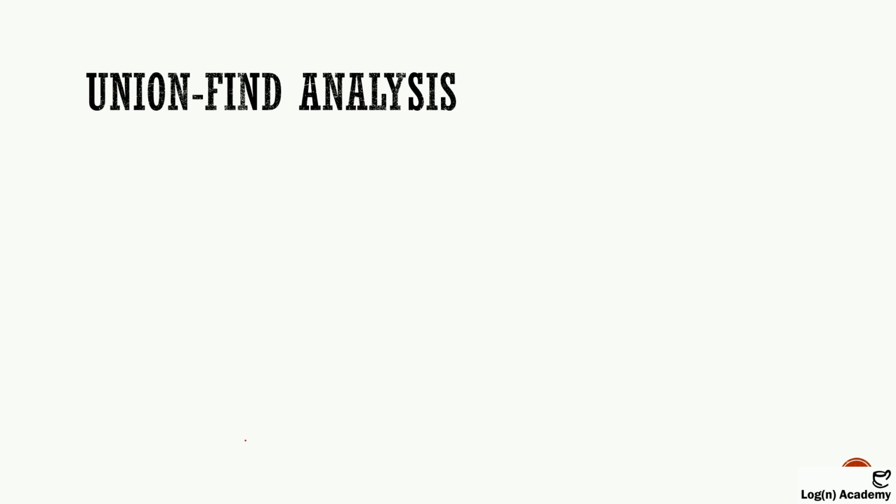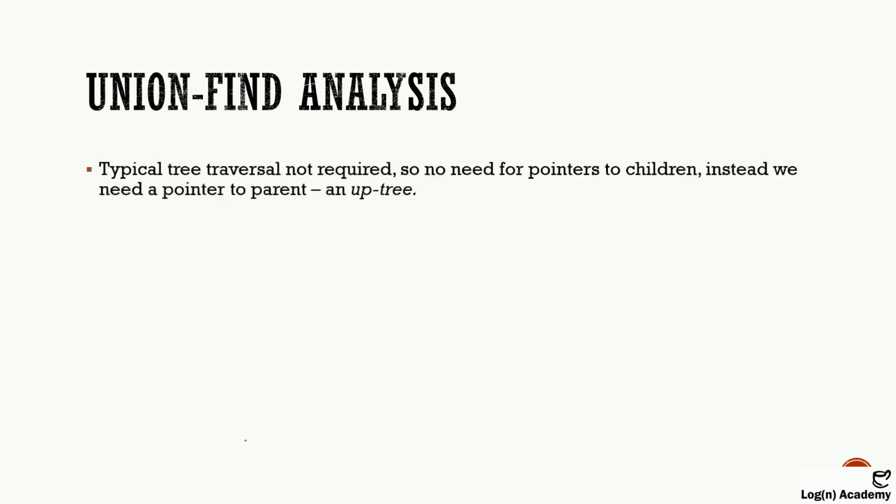Now let's do some analysis. A typical tree traversal is not required, so there is no need for pointers to children. Instead, we need a pointer to the parent. As you have noticed, when we unify different elements, the children were pointing towards the parent, because we do not need a tree traversal as we did in binary trees, binary search trees, or AVL trees. That kind of traversal is not needed in disjoint sets. Instead, the children here point toward their parents.